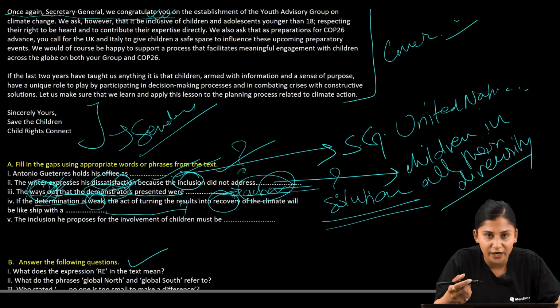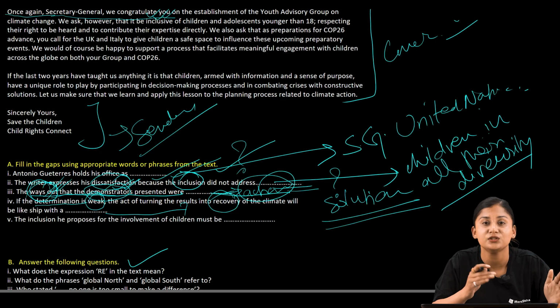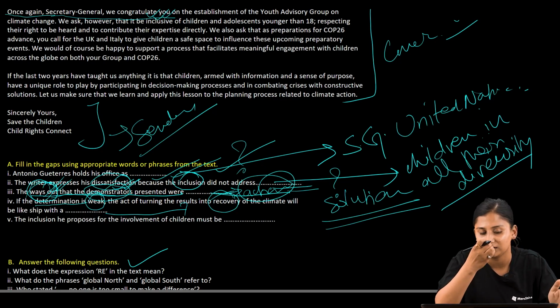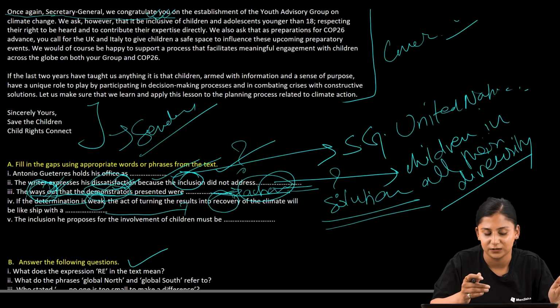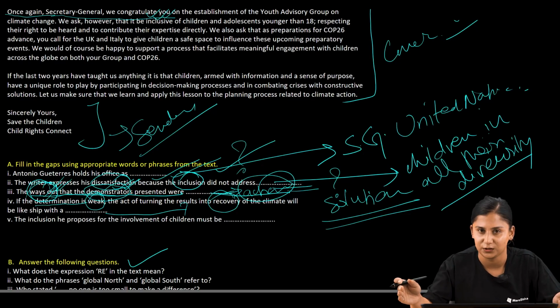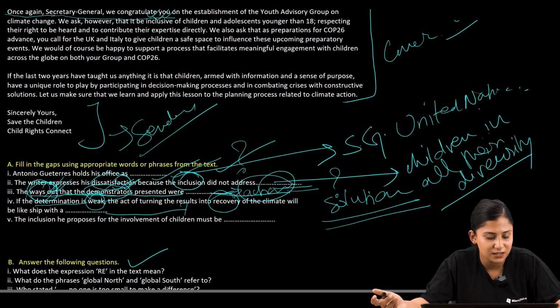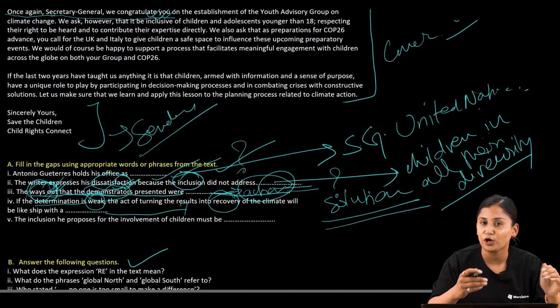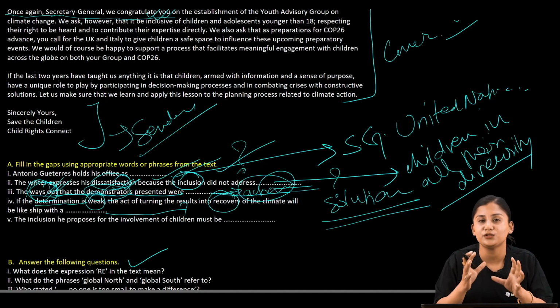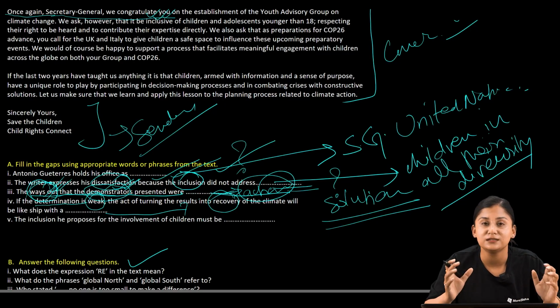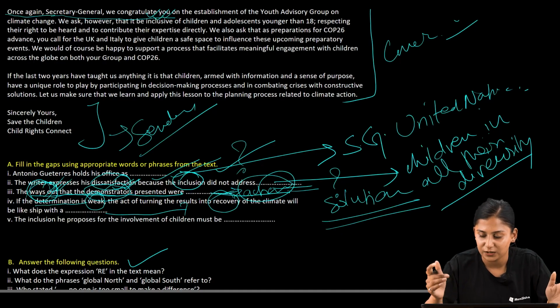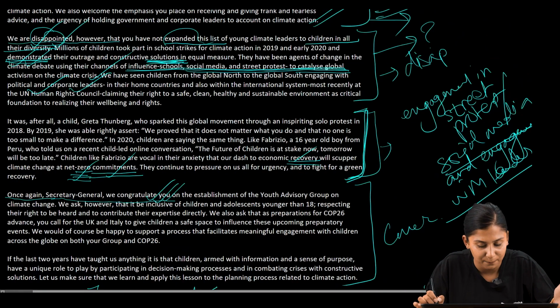Question number 4 is asking us what happens if the determination is weak. If the determination is weak, the act of turning results into recovery of climate change will be like sheep with a dash. So it is indicating something to us, the destruction. What happens when the captain of a ship is not quite determined to the destination he should be moving on? Of course obstruction comes. So here as well, what happens if we are not much determined to recover the condition of the climate? It will create difficulty, right?